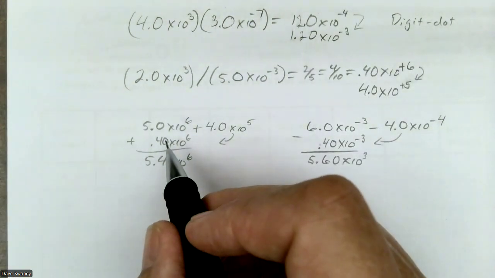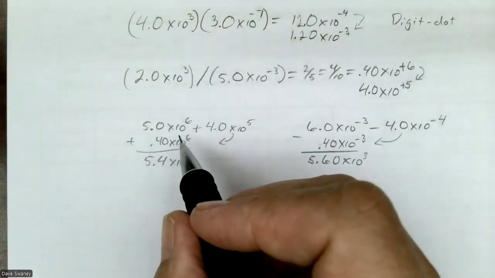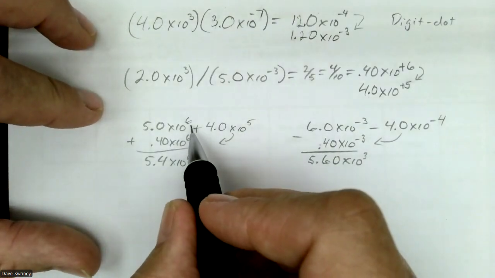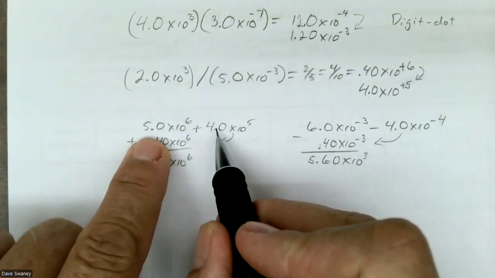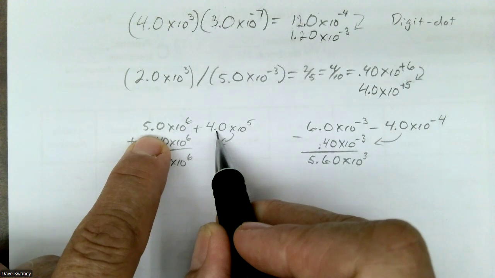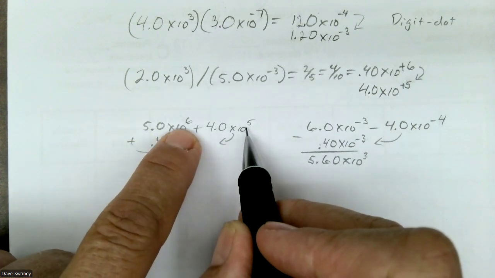When we're adding and subtracting, the exponents must match. These do not match. And the reason they must match is that you're fooling yourself if you think those decimals are lined up when these don't match. So you have to make them match.